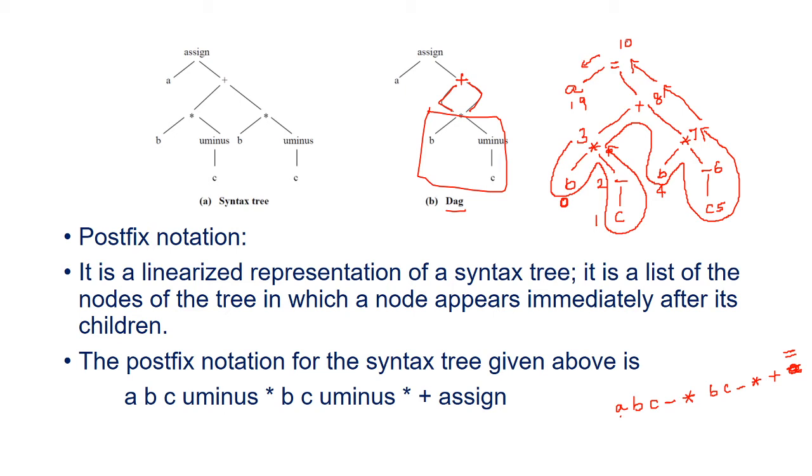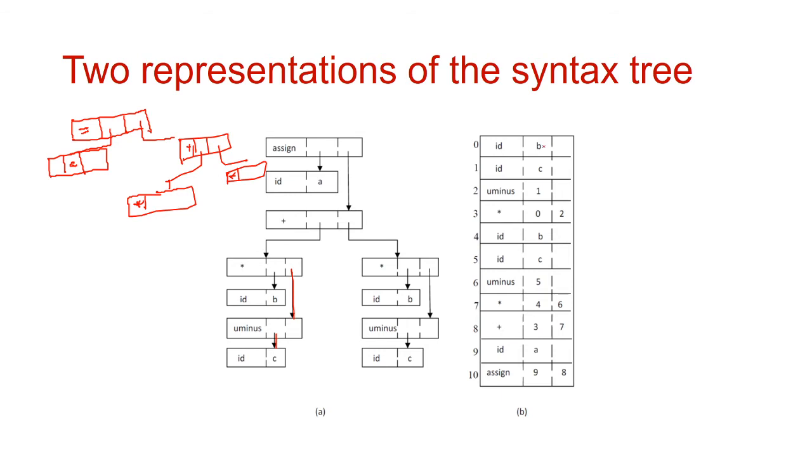So now this will be represented in the syntax tree. That is, 3's left child will be 0 and 2. 2's left child will be 1. 7's left child will be 4, right child will be 6. 8th's left child will be 3 and right child will be 7. So now look at the table. 0 is B, 1 is C, and then 2 is unary minus, for which the left child is 1. And for star, the left child is 0 and the right child is 2. So this is how it is represented. One of these ways can be used to represent the syntax tree.